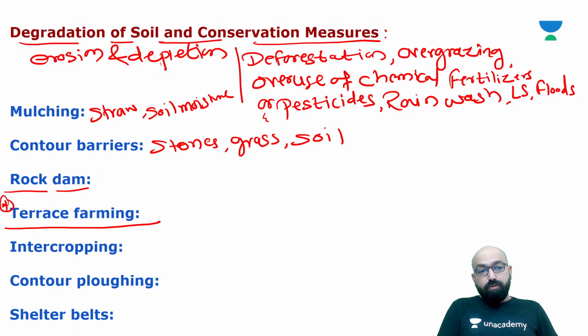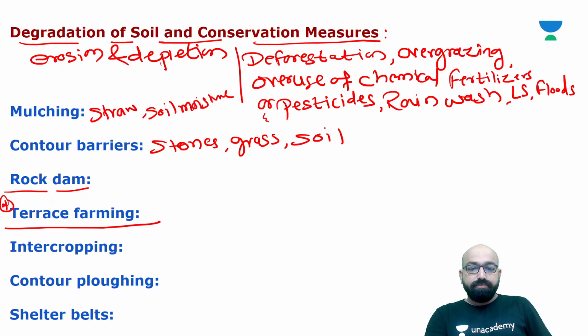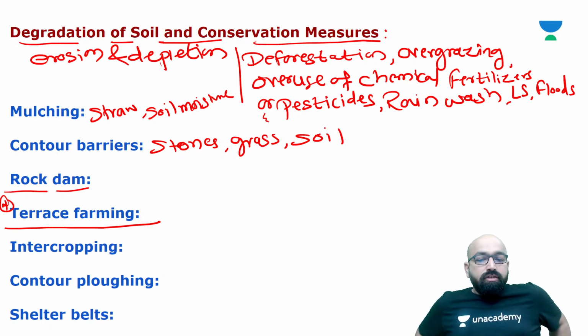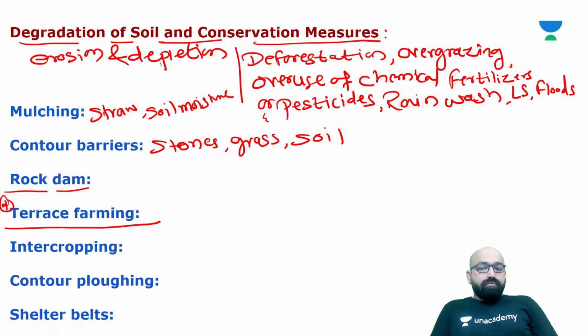Then the terrace farming, yes, the most important method of soil conservation. So friends, broad flat steps or terraces are made on the steep slopes so that flat surfaces are available to grow crops. They reduce surface runoff and soil erosion.